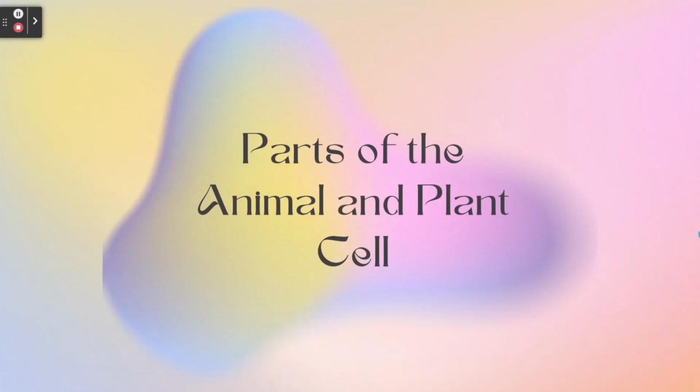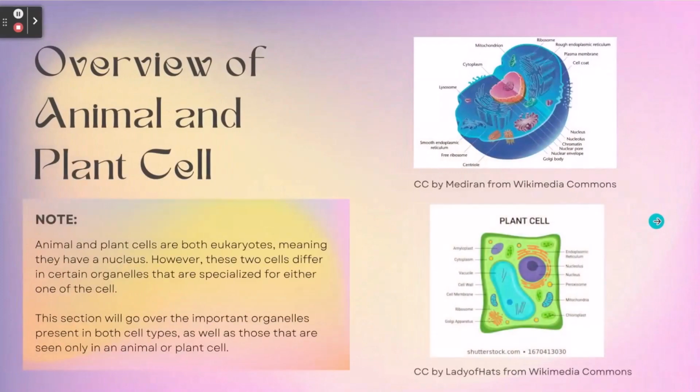So our next topic will be going over the parts of the animal and plant cell. Here's just a general overview of these types of cells. The top one shows an animal cell, while the bottom one shows a plant cell. In my notes here, I've included that animal and plant cells are both eukaryotes, which means that they both have a nucleus. However, these two cells differ in certain organelles that are specialized for either one of the cells. This section will go over the important organelles present in both cell types, as well as those that are seen only in an animal or plant cell.